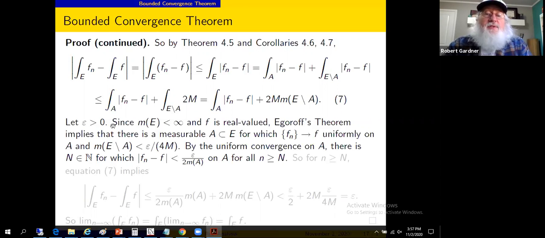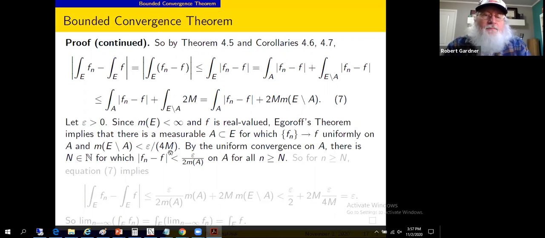Let epsilon be greater than 0. Since E has finite measure, which was required by Egorov's theorem, there's a measurable subset A of set E on which f sub n converges to f uniformly, and the measure of E minus A can be made small, less than epsilon. Actually, let's make it less than epsilon over 4m, an arbitrary positive number. Egorov's theorem says you can get uniform convergence if you throw away a set of small measure. I choose that to be small.